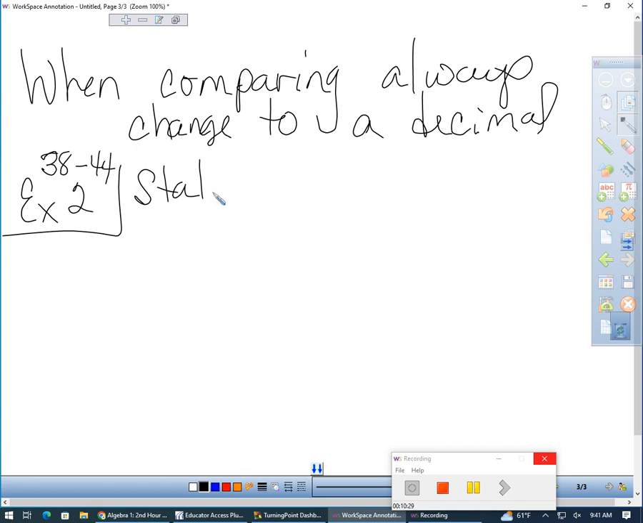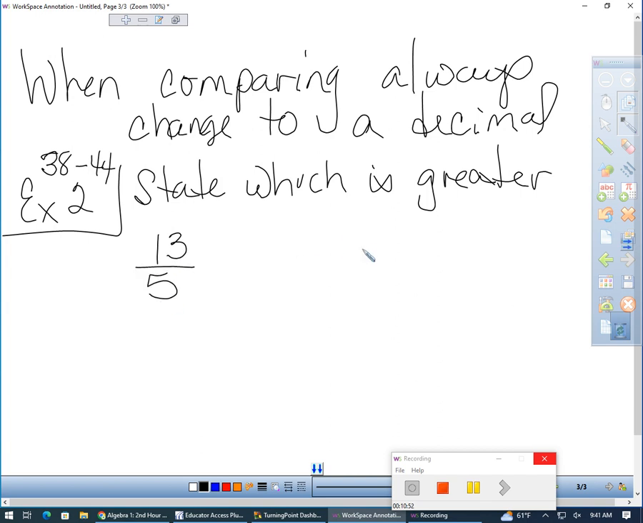State which is greater. Now your book suggests you use an inequality symbol, which is fine with me if that's what we want to do. So if they give you two numbers, let's say they give you, how about 13 over 5 and square root 5. To decide which one's bigger, we're going to have to change them into decimals. So the first thing we're going to do is type in 13 divided by 5. And I get 2.6.